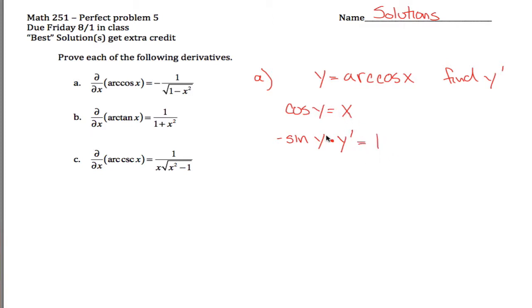So if I take the derivative of both sides of the equation, I get this. And I want to find y prime, so I solve for y prime. If I divide both sides by negative sine of y, I get this. But I don't want to define the derivative of y in terms of y. I know y is the arc cosine of x, so instead of the sine of y, I can say it's the sine of the arc cosine of x. This is better, because at least it's in terms of x. The downside is that the sine of the arc cosine of x can be simplified.